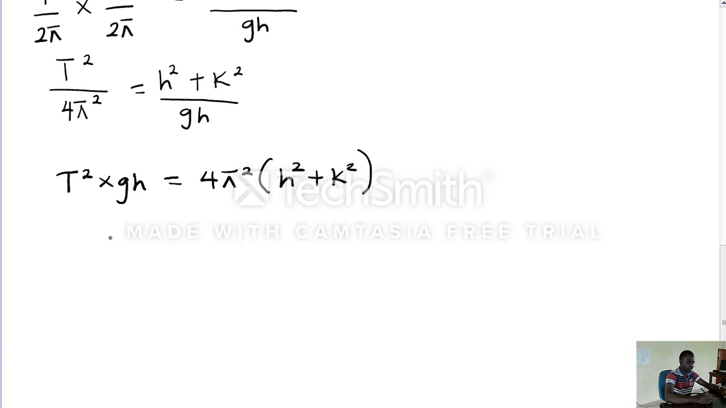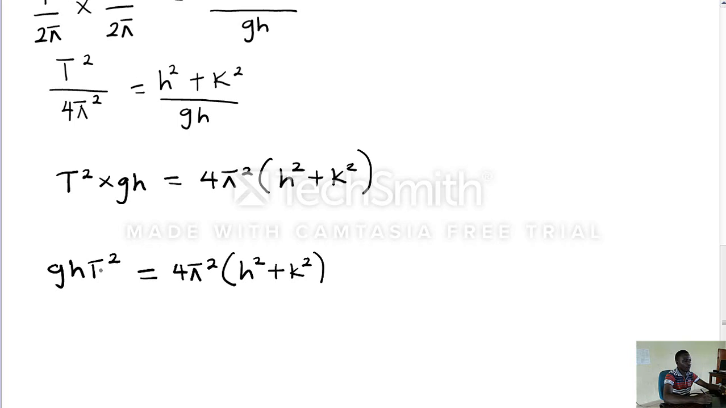T squared times gh will give us ght squared. Now when you multiply two algebraic terms, you need to arrange them in alphabetical order. G comes before h and h comes before t, is equal to 4 pi squared times h squared. This is equal to 4 pi squared into h squared plus k squared. Now I now have my g on the left hand side being multiplied with h and t squared.